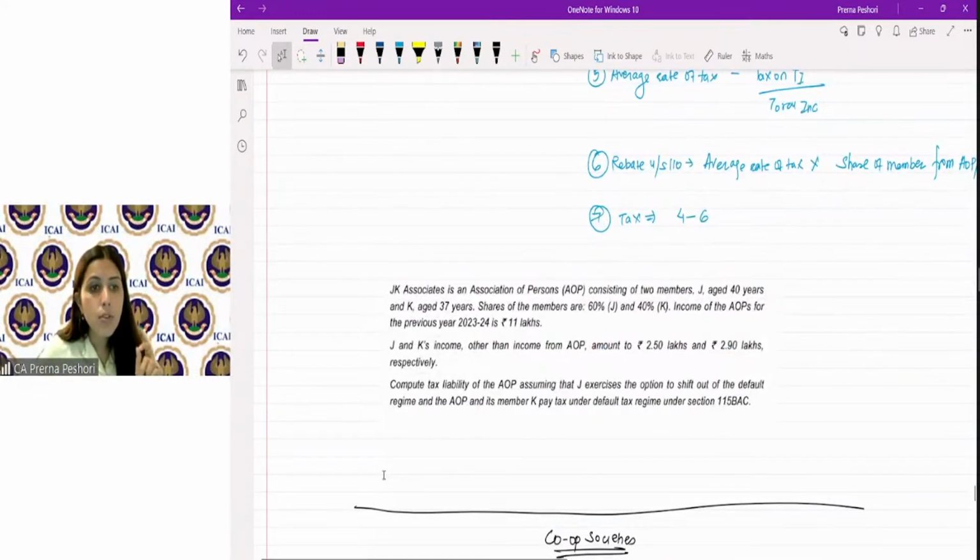So, JK and Associates is an AOP consisting of two members, J aged 40 years and K aged 37 years. Shares of the members are 60 and 40%. So, it is known. Income of the AOP for the previous year is 11 lakh. J and K's income other than income from AOP amounts to 2.5 lakh and 2.9 lakh. Compute the tax liability of the AOP, assuming that J exercises the option to shift out of 115 BAC regime and the AOP and its member K pay the tax under the default tax regime under 115 BAC.